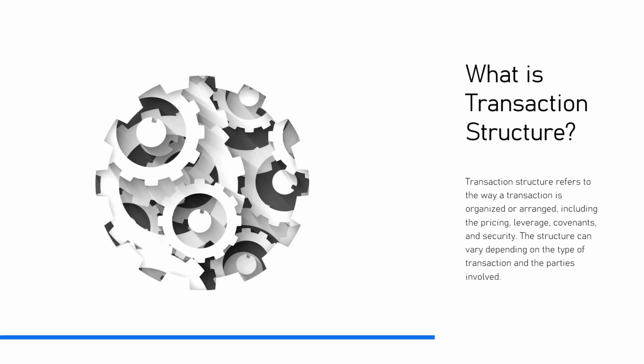What is transaction structure? Transaction structure refers to the way a transaction is organized or arranged, including the pricing, leverage, covenants, and security. The structure can vary depending on the type of transaction and the parties involved.